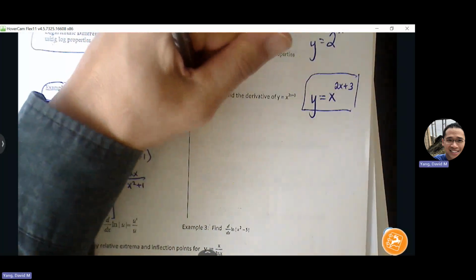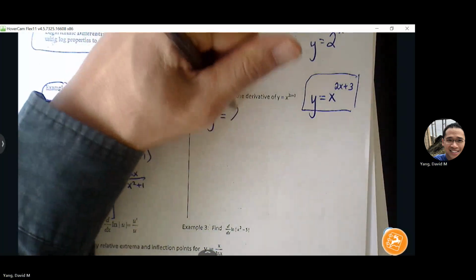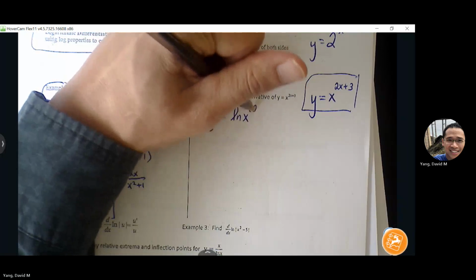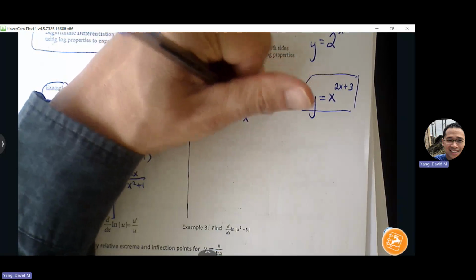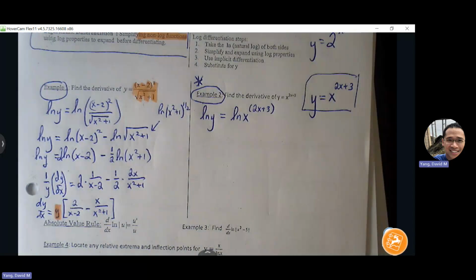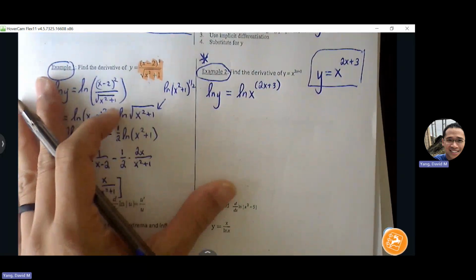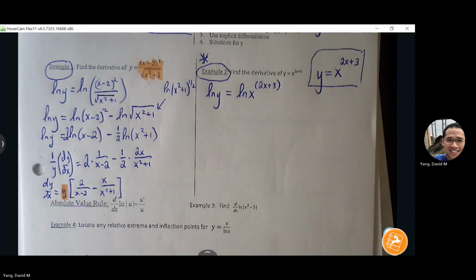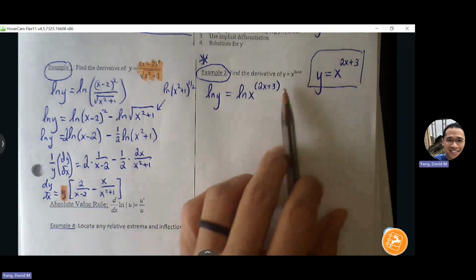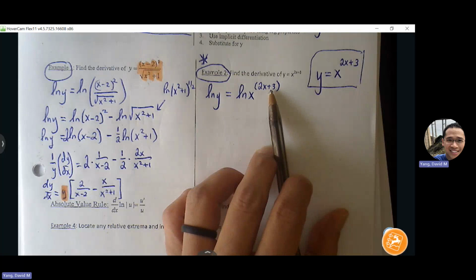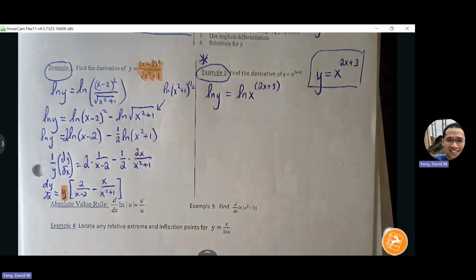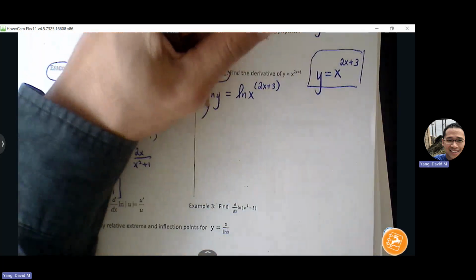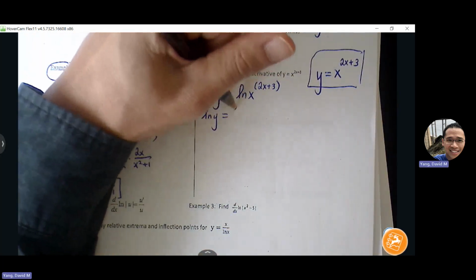So we'll take the natural log of both sides. I'm going to put that 2x plus 3 in a set of parentheses, just because we're going to need those parentheses in a second. Okay, so now I have a log expression. The right side has that exponent, which I can now do what with it? Bring it down. And there's no calculus, right? This is not power rule. This is a power property within logs.